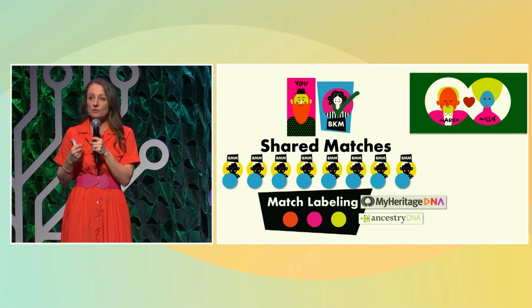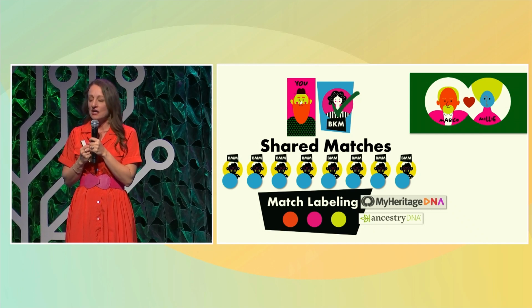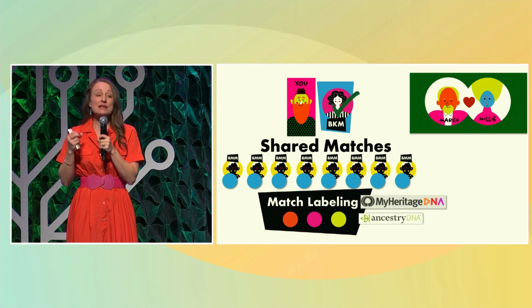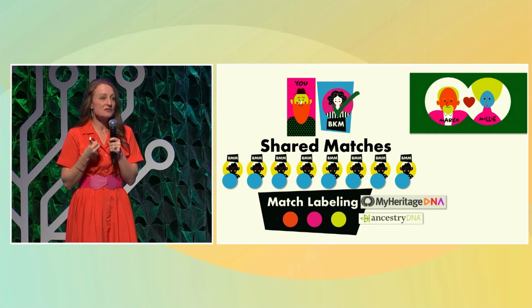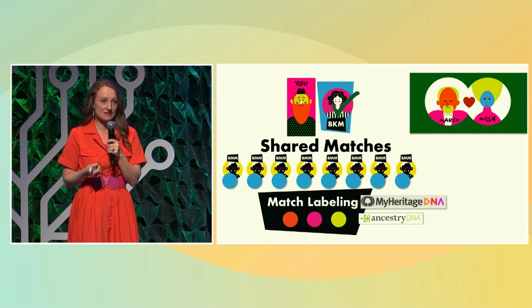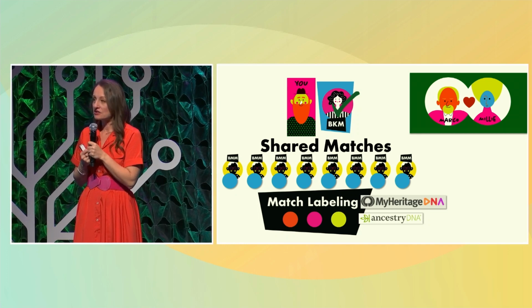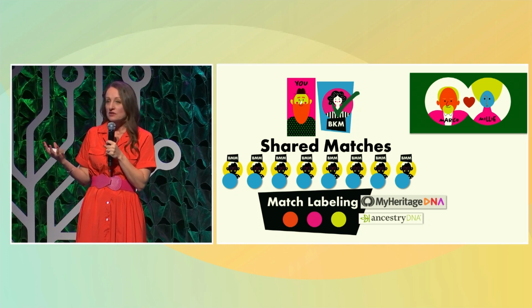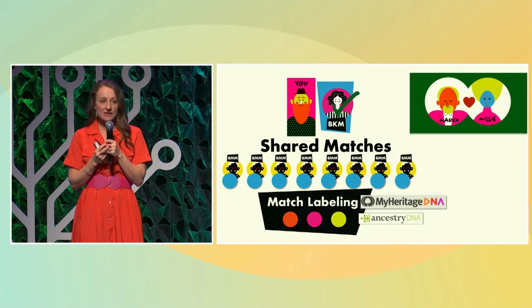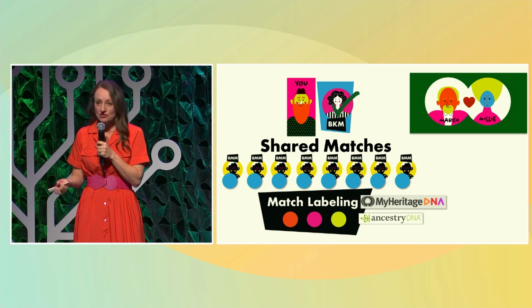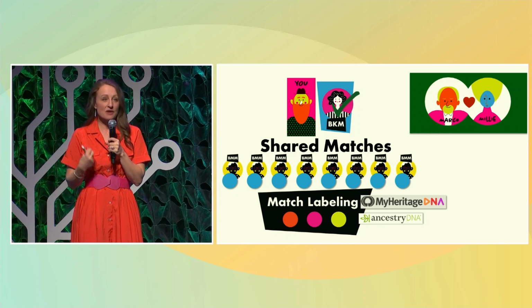These are the ones that are worth your time, effort, and energy to investigate and figure out who they are. In order to keep track of these people, we want to use a match labeling system. So that's available at Ancestry. It's available at MyHeritage. You can kind of do it on your own using the LEADS method at other companies. But this match labeling method is essential to staying organized and keeping on track.